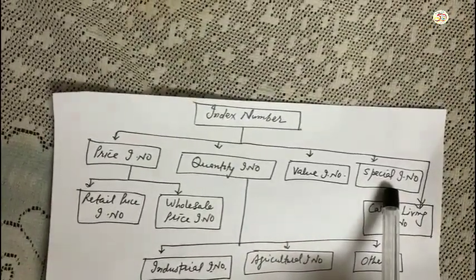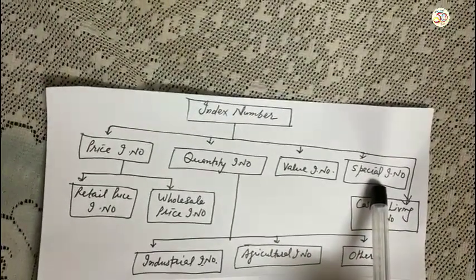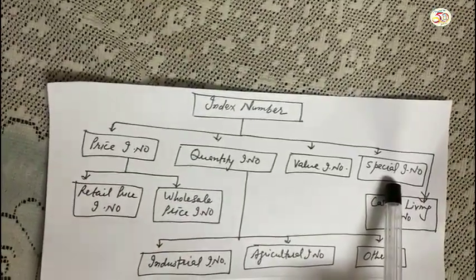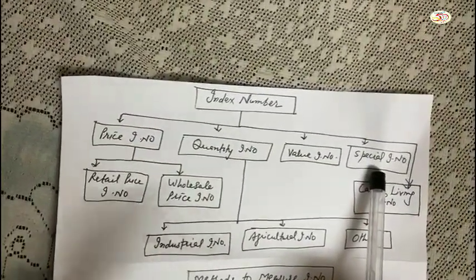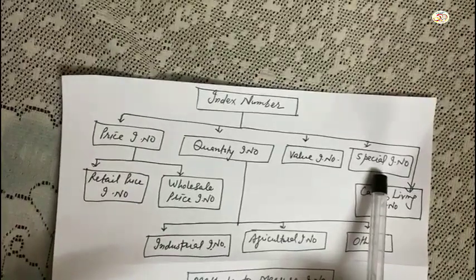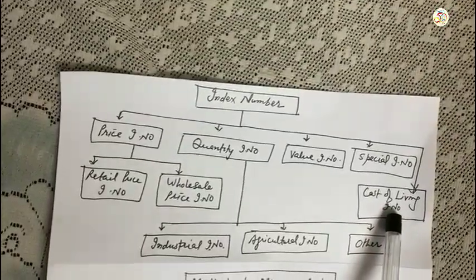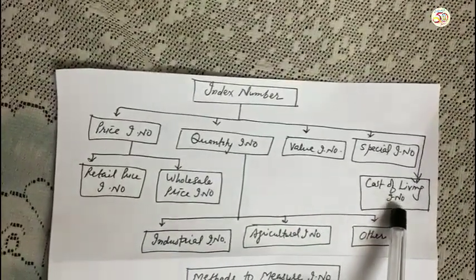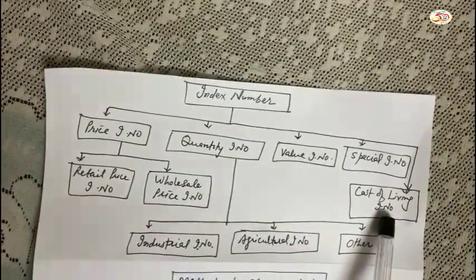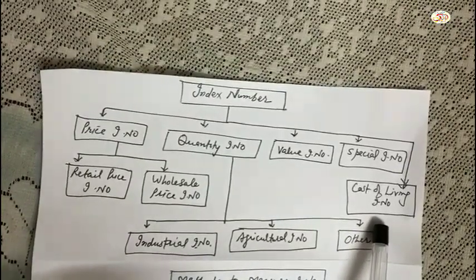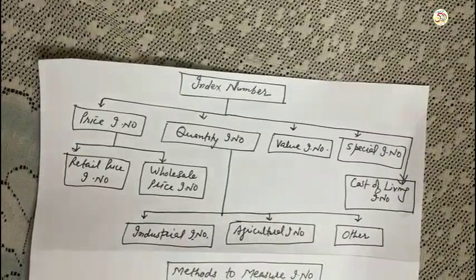Special index number is the index number which measures relative changes in a feature which is special in nature. For example, we may want relative changes in the population of a country in a year. So when the purpose of the index number is special, it is called special index number. Sometimes economists also prepare a 5th type, called cost of living index number. Actually, it is a type of retail price index number. It is also called consumer price index number, which measures the effect on living standard due to change in prices of commodities. So these are the main types of index number.